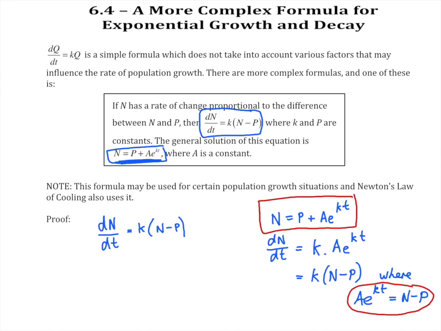What would happen up here if I minused P from both sides? On the left side I get N minus P. On the right side I'm just left with Ae^(kt). So Ae^(kt) can be rewritten as N minus P, and that has proven our statement.